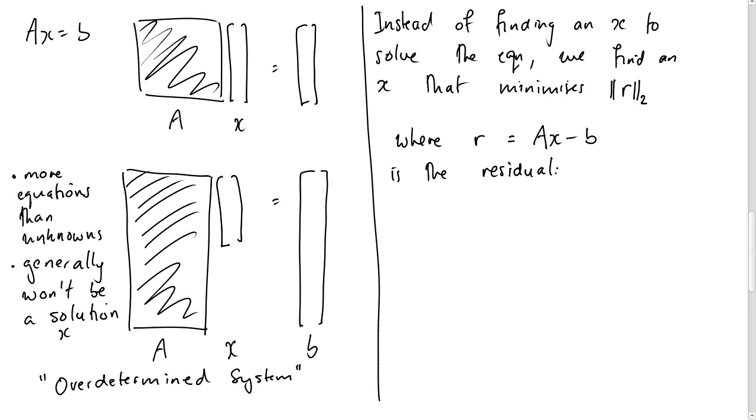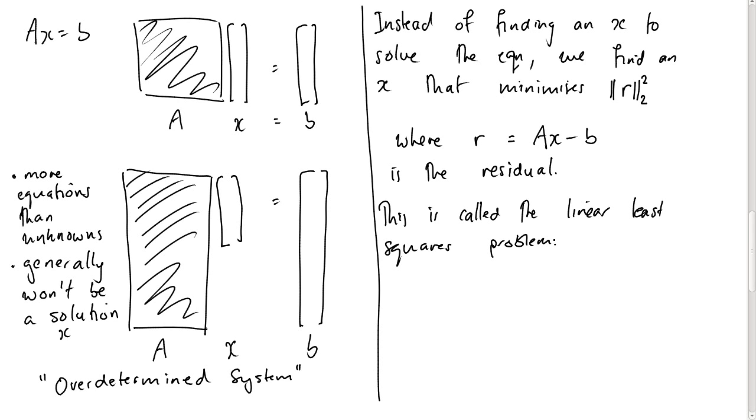That's a natural thing to try and make small, because if the system could be solved exactly, then Ax minus b would be equal to 0. If it can't be solved exactly, then you're trying to get Ax minus b as small as you can. So the square of that is called the least squares, or the linear least squares problem or solution. So that's one of the types of systems we're going to be looking at today.